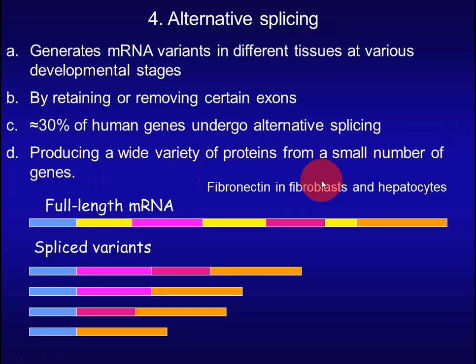Fibronectin. Fibronectin can be spliced differently in fibroblasts and hepatocytes. The full-length mRNA is produced in fibroblasts. Shorter transcripts are made in hepatocytes and a few other cell types.